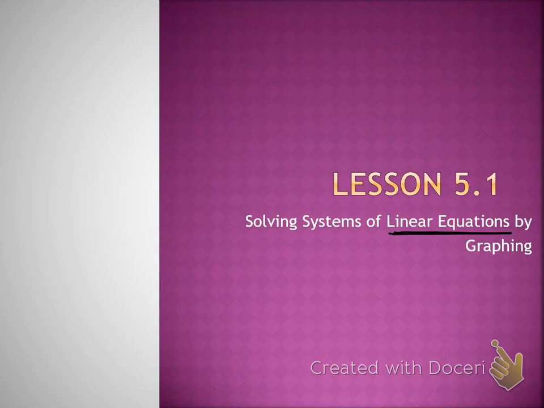Can anybody raise your hand and tell me linear equations have what kind of graphs? Daniel. A line. Very good. A line. Linear, L-I-N-E, line.